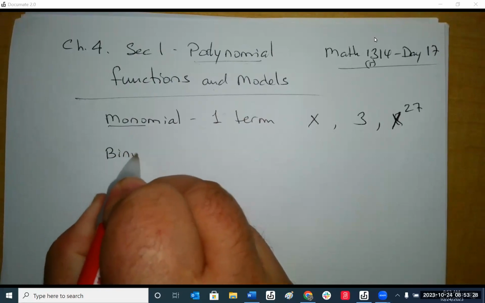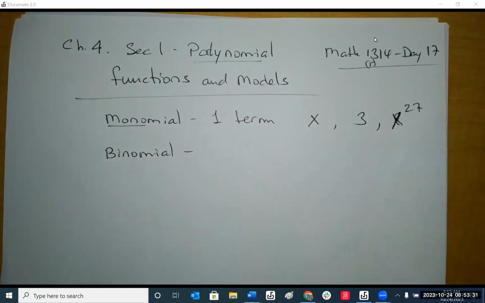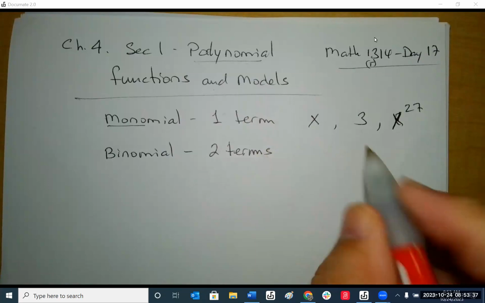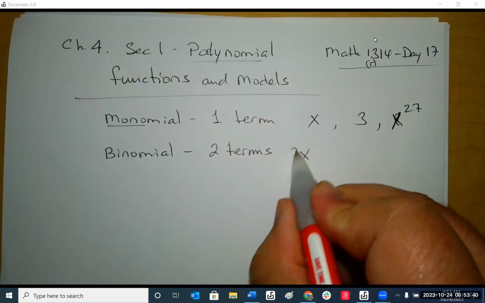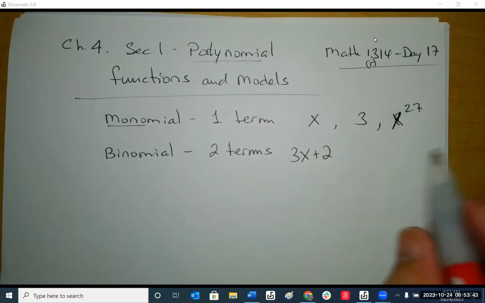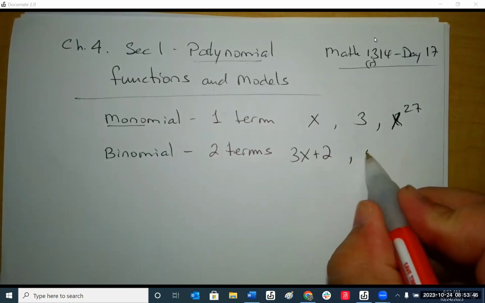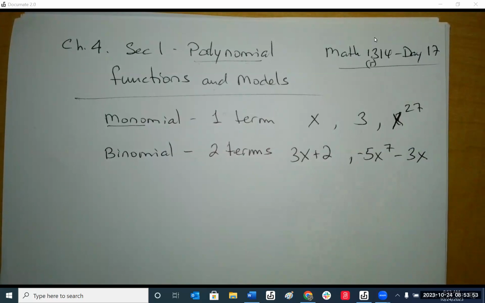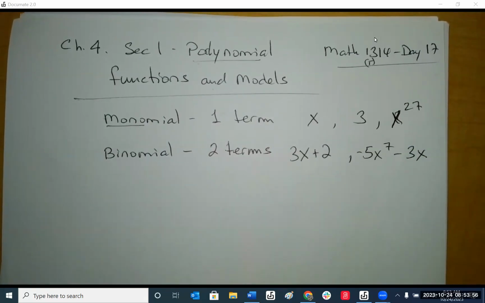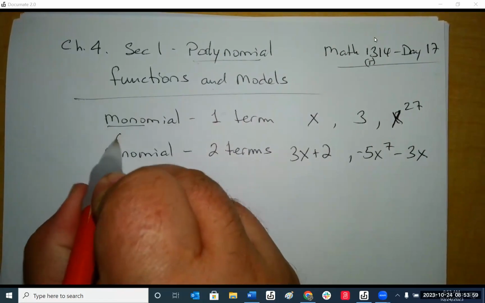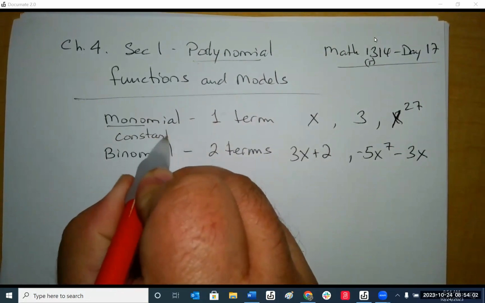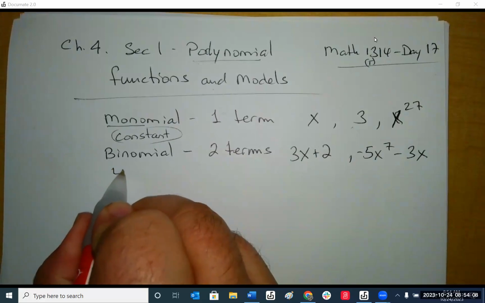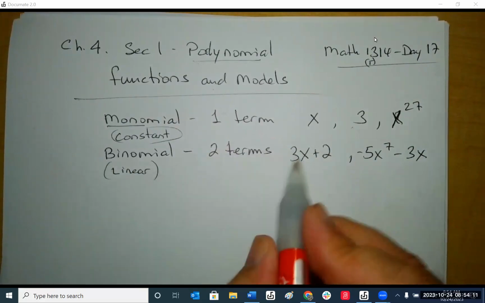Next, we have a binomial. It has two terms. Like 3x plus 2. Or negative 5x to the 7th minus 3x. It just has two terms. It could be anything. Typically, monomials are constant terms, constant functions. Binomials are linear equations, like that.